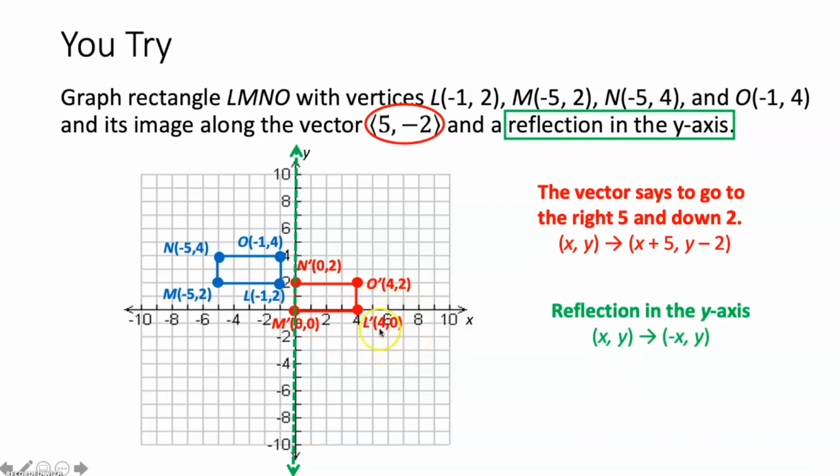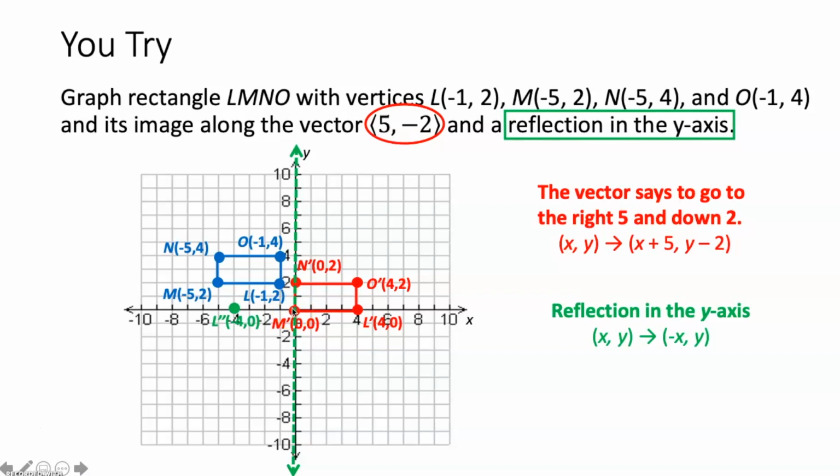Let's start with point L prime. Point L prime is at 4, 0. So I can either count 4 units on this side and then 4 units on this side, put L double prime, or I could have just made that negative 4 and L double prime is at negative 4, 0. M is at 0, 0. It is on the line of reflection. Therefore, when you reflect it, it stays exactly where it is.